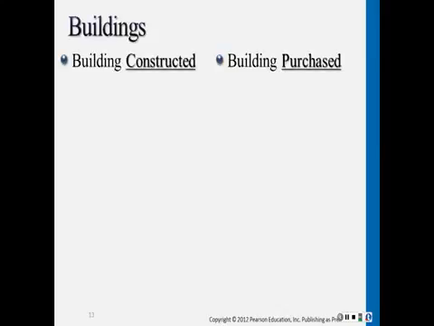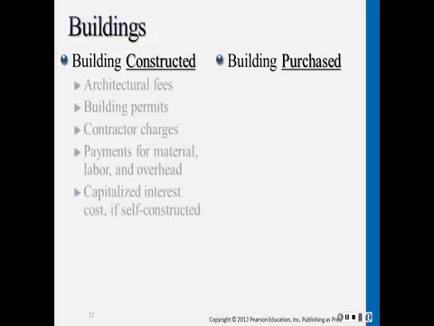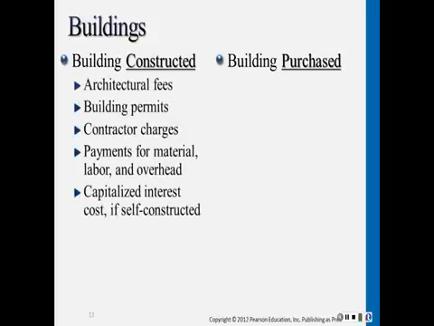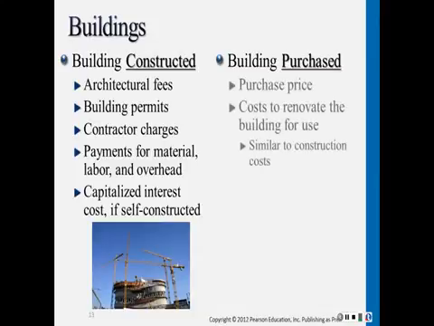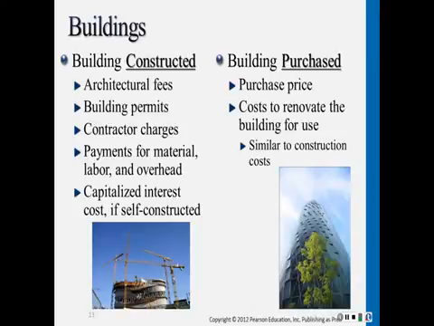The cost of a building includes architecture fees, building permits, contractor charges, payments for material, labor, and overhead. The time to complete a building can be months, even years. If the company constructs its own assets, the cost of the building may include the cost of interest on borrowed money. If it purchases an existing building, its costs include the purchase price plus the cost to repair and renovate the building for its intended use.